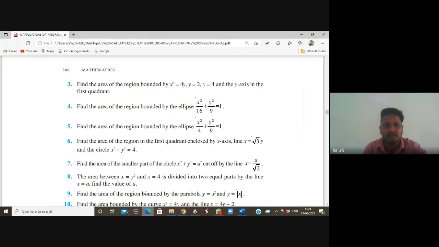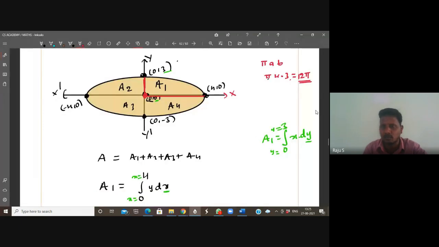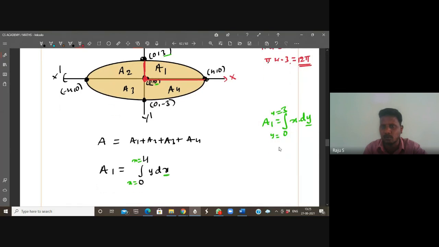In the same way for the next question also, we can say directly the answer is pi AB. What is the A value? A square value is 4, A is equal to 2. B square is equal to 9, B is equal to 3. So here pi into 2 into 3, that is 6 pi is the total area of question number 5. But in NCERT we cannot do it directly, so even the formula is derived with the help of this integration alone, right?